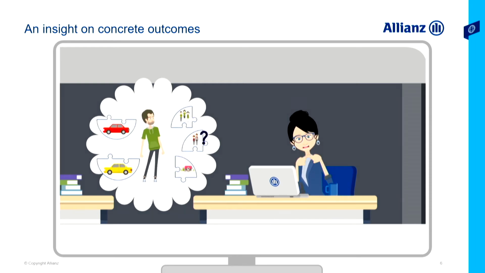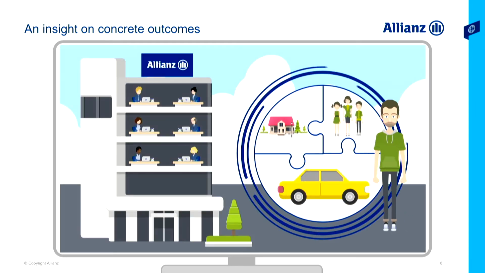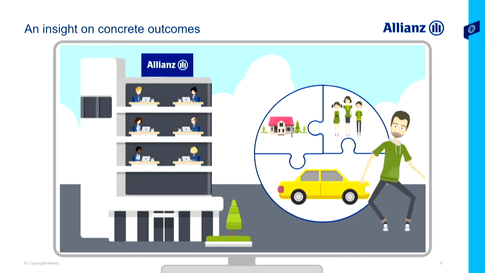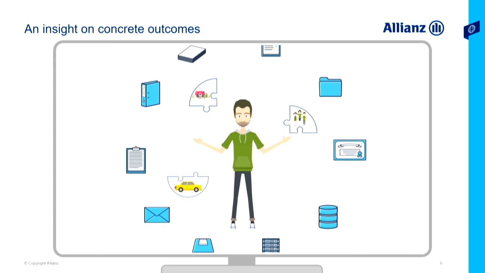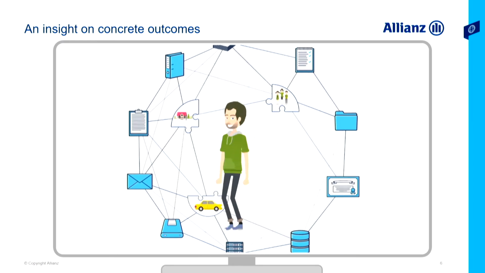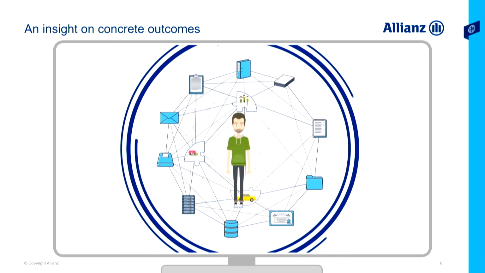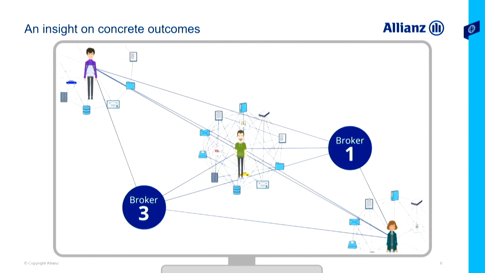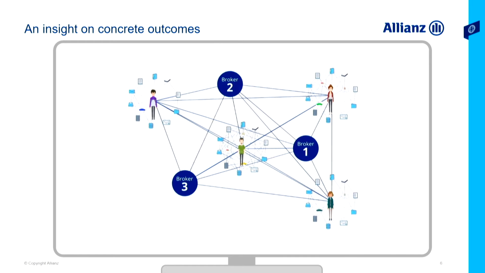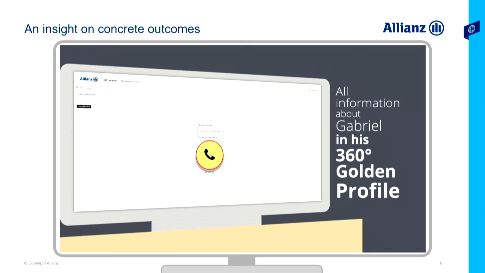To provide Jennifer with that 360-degree view, we have built a solution that integrates all this scattered information into a single customer golden record, enriched with external and derived information. On top of this 360-degree view of Gabriel, we also leverage graph analytics to deliver insights on his life situation and connections, previously hidden within the data. The result is a customer golden profile that allows Jennifer to offer Gabriel the best service possible. With our new solution, Jennifer can search for Gabriel's 360-degree golden profile using any piece of information.